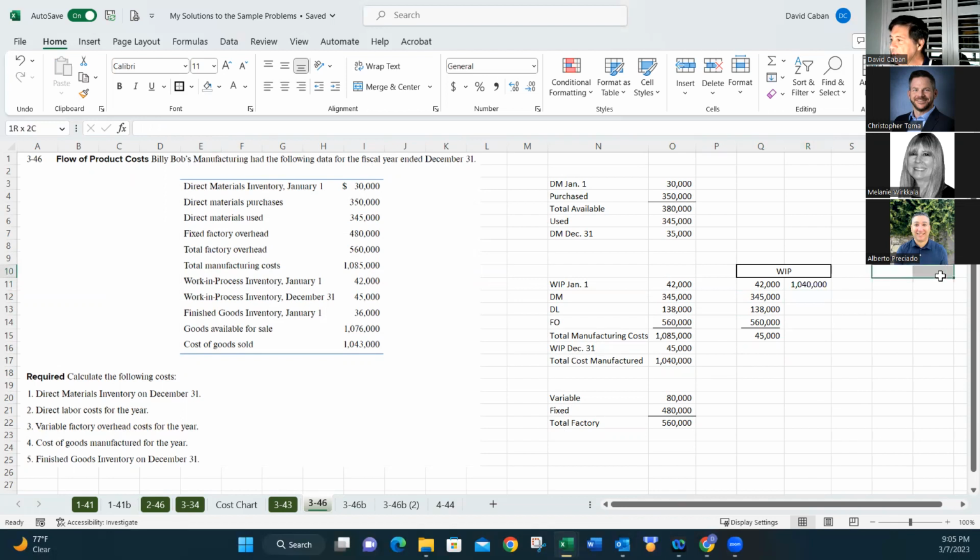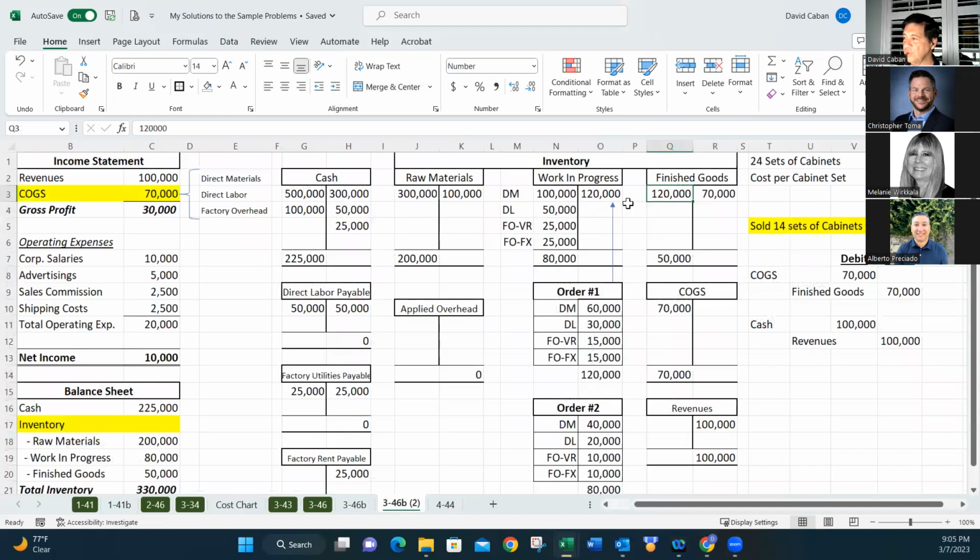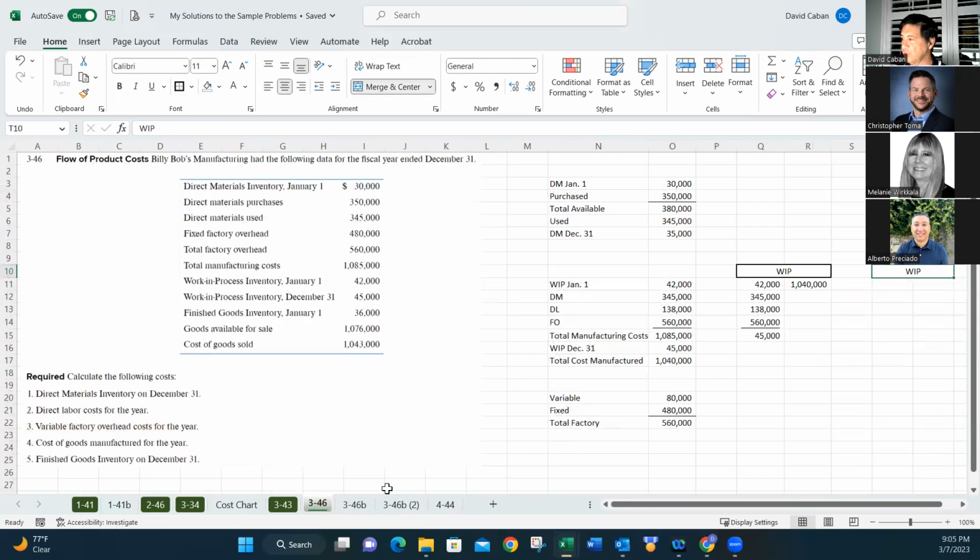So this goes to what account? Where do I transfer this to? Take a look at my lecture that I gave you. Where do we transfer it to? It's the finished goods, right? The goods available for sale. Yep, finished goods. So we're going to transfer it to finished goods, okay?